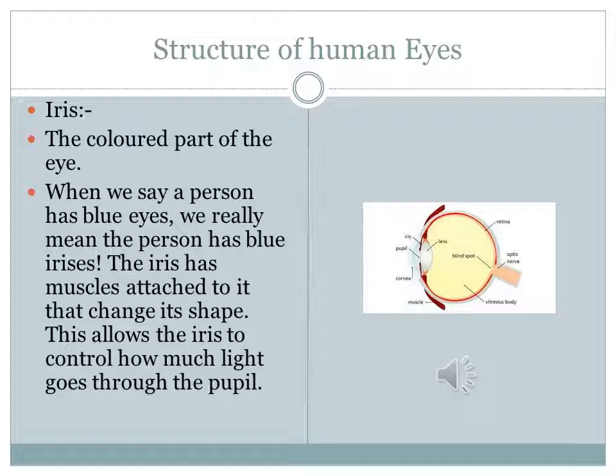The iris has muscles attached to it that change its shape. This allows the iris to control how much light goes through the pupil. The color of the iris affects how much light gets in. The iris controls light constantly, adapts to lighting changes, and is responsible for near-point reading to see close. Pupils must constrict to control how much light goes through the pupil.